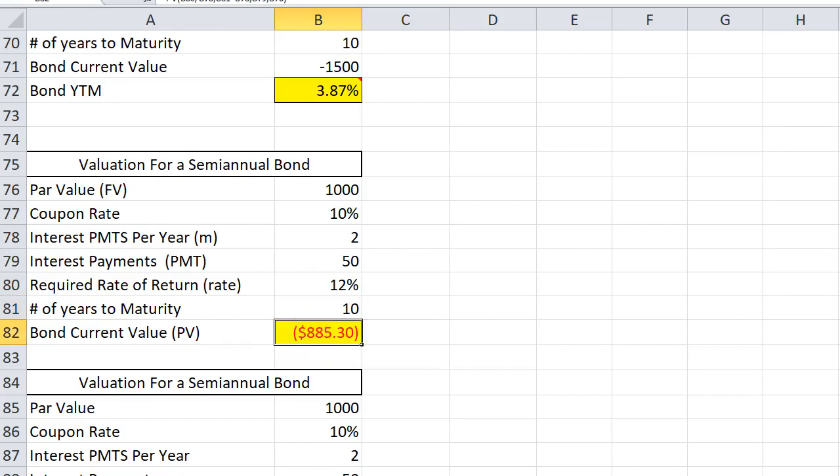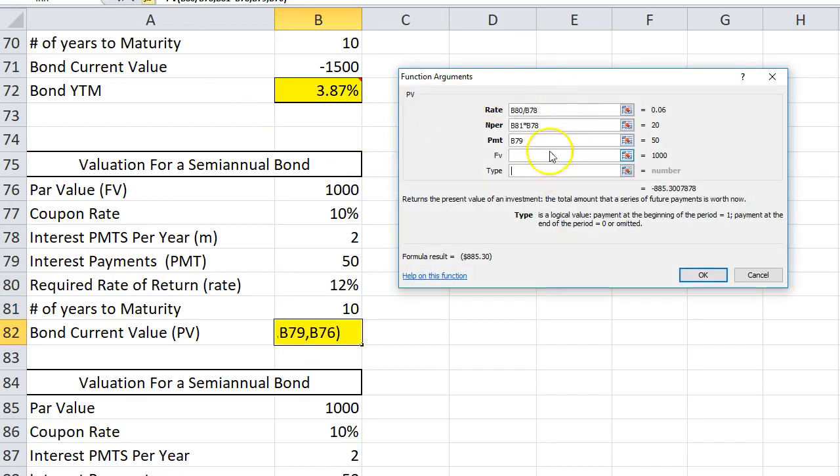So when we calculate the present value, we have to factor in semi-annual periods. We're going to divide the rate by B78, which is 2, and multiply the years, 10, by 2 to signify there are 20 periods at a required rate of return of 6% for 20 periods. The payment and the future value are both going to be the same. So the payment is the 50, same as displayed here. We're just modifying the annual information into semi-annual information to be able to calculate the present value of the bond.